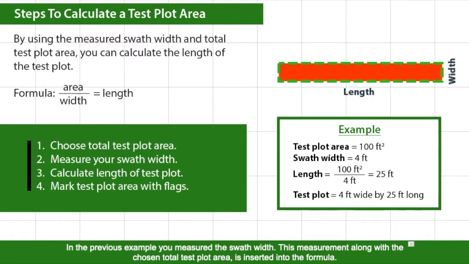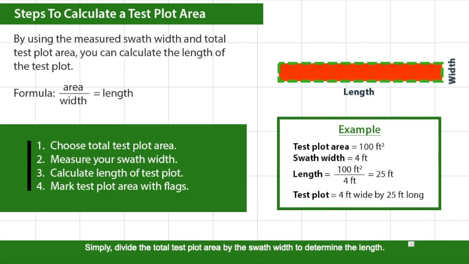In the previous example, you measured the swath width. This measurement, along with the chosen total test plot area, is inserted into the formula. Simply divide the total test plot area by the swath width to determine the length. In this example, divide 100 square feet by 4 feet. The test plot length equals 25 feet. Then flag the test plot at 4 feet by 25 feet, creating a rectangular test plot area.